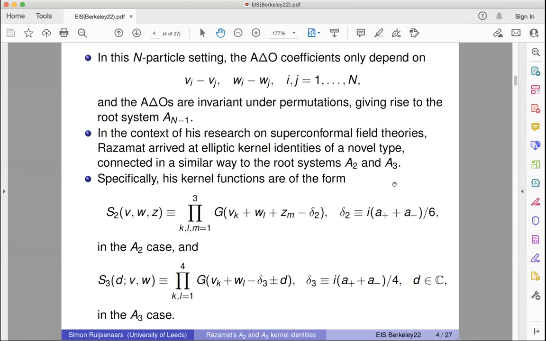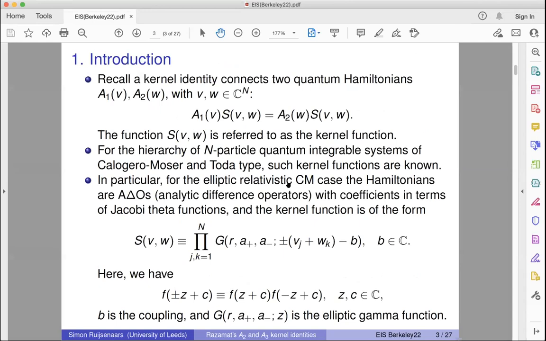So the kernel functions look pretty much similar to the one that we had on the previous slide, except that we have extra parameters. So here there's a symmetry between V, W, and Z. That's the A2 case. And then there's this little shift. And here there's again a shift, slightly different in the A3 case. And then there is this two parts of it. I made a convention on the previous slide, right? Here, this is a convention that's quite standard now, but I didn't mention it explicitly. So that's used here.